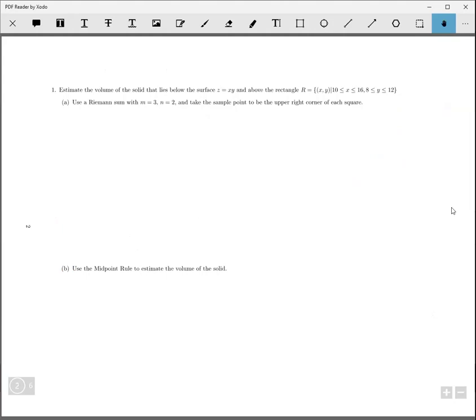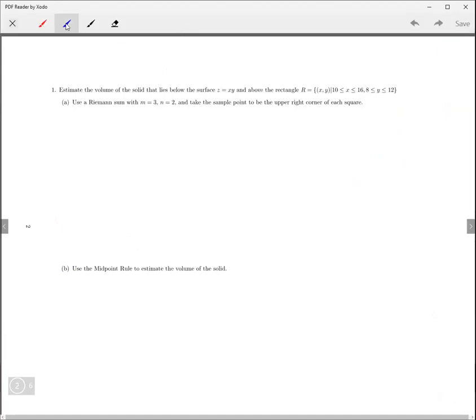on 15.1a. Okay, so number 1 says estimate the volume of the solid that lies below the surface z equals xy and above the following rectangle. So this rectangle right here. Okay, you're supposed to estimate it. If we were actually calculating this, it would be much easier, but estimating it, ouch. So z equals xy, and then we're supposed to use the Riemann sum with m equals 3 and n equals 2. Okay, so let me show you what this is going to look like here.